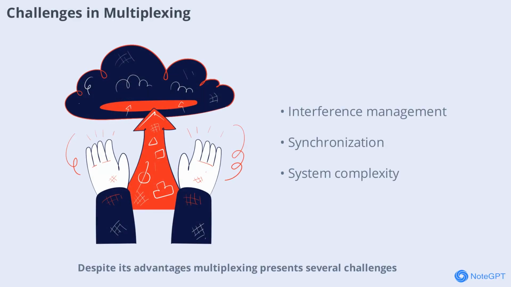Despite its advantages, multiplexing presents several challenges. Managing interference, maintaining synchronization, and ensuring signal integrity are ongoing concerns. As the number of signals increases, so does the complexity of the system. Engineers must carefully design multiplexing systems to balance efficiency, reliability, and cost. Advances in technology continue to address these challenges, making multiplexing more robust and scalable.